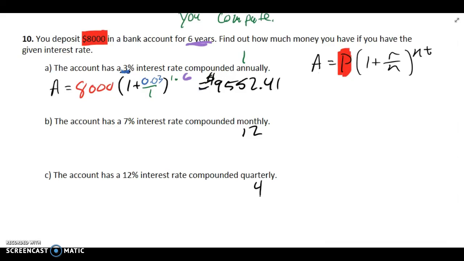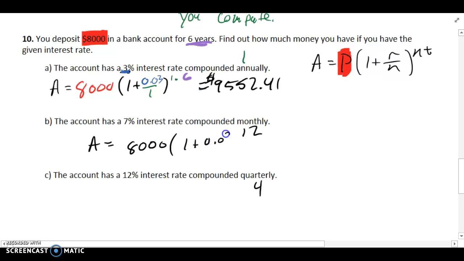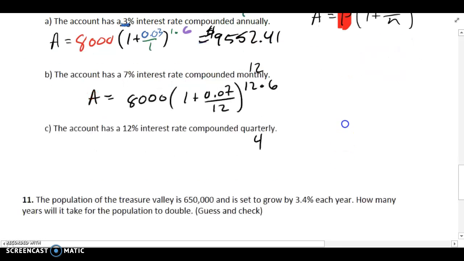Same process. So again, I'll just write it out, but I won't use the calculator here. So it's 8,000, the same number. 1 plus our interest rate changes, so it'll be 0.07 over 12, because 12 now is the monthly. That's what it means, 12. And then 12 times 6, okay? And then you just put it in the calculator the same way and hit enter. And then you're going to get your number.